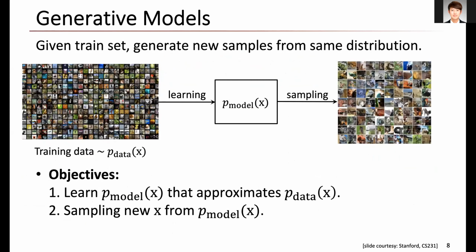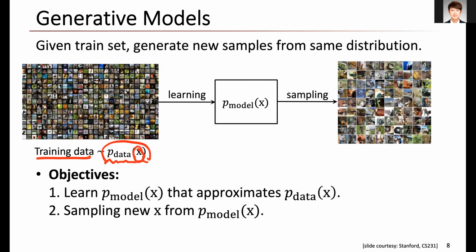So let's move to the image generation model. In the computer vision field, the computer vision generative model or the image generative model. In computer vision, we have so many training images. So let's suppose that this is the data coming from P data X, the real data distribution of X.